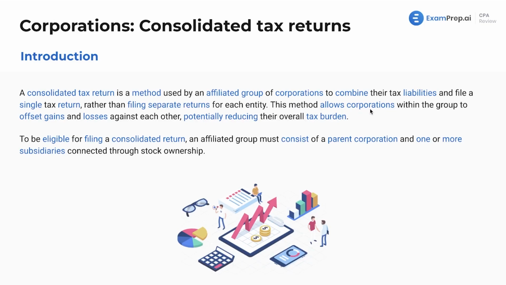Now, this method allows corporations within the group to offset gains and losses against each other, potentially reducing their overall tax burden. That is a super promising idea.